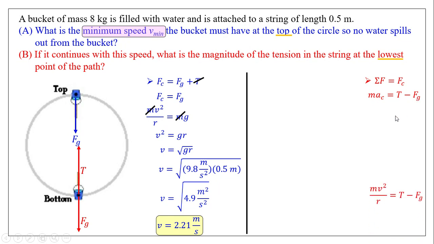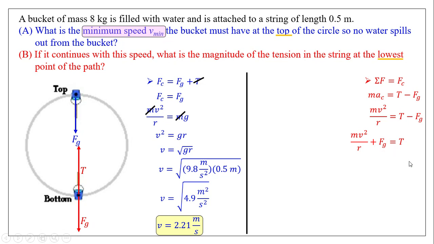Well, we're asked to find T. So I want to break a_c into v squared over r. Okay, and then the right side hasn't changed. And then I want to move the F of g because we're asked to solve for T. So this negative F of g will be moved to the left side of the equal sign. So now we have F of c, which is m v squared over r, plus F of g, which is equal to T.